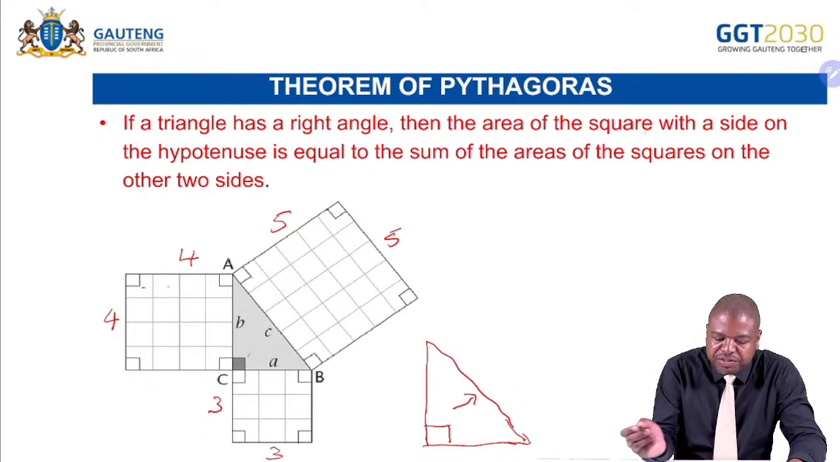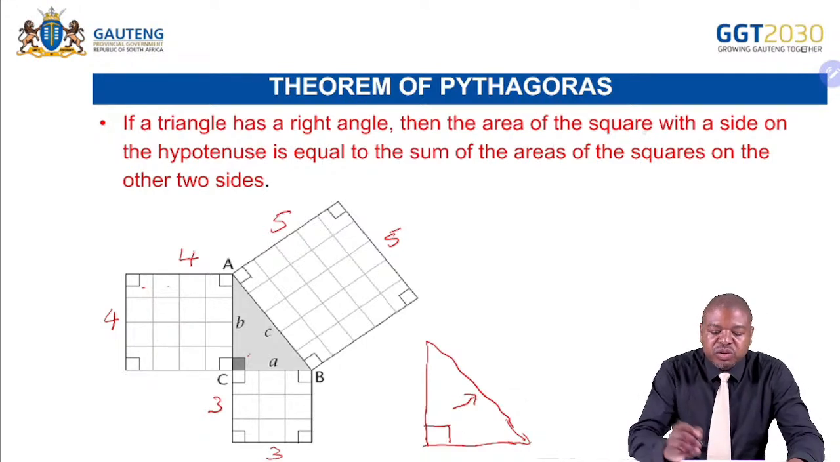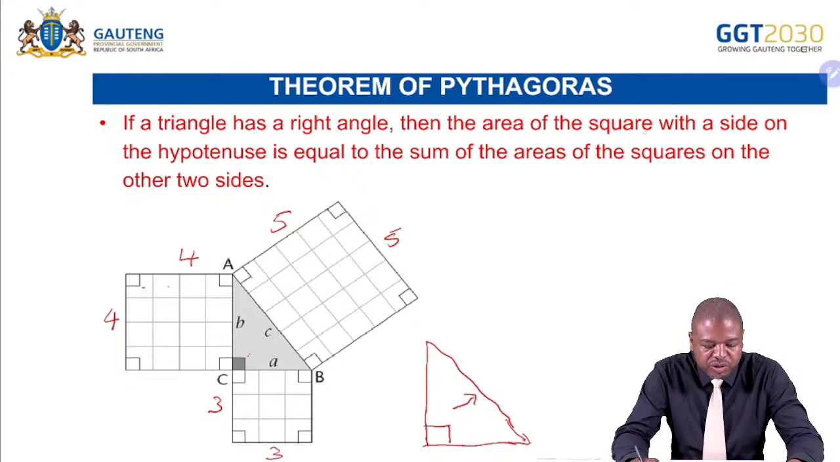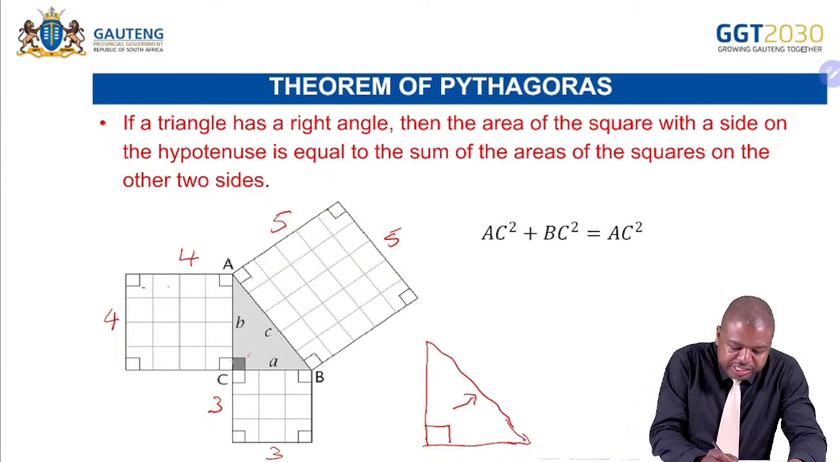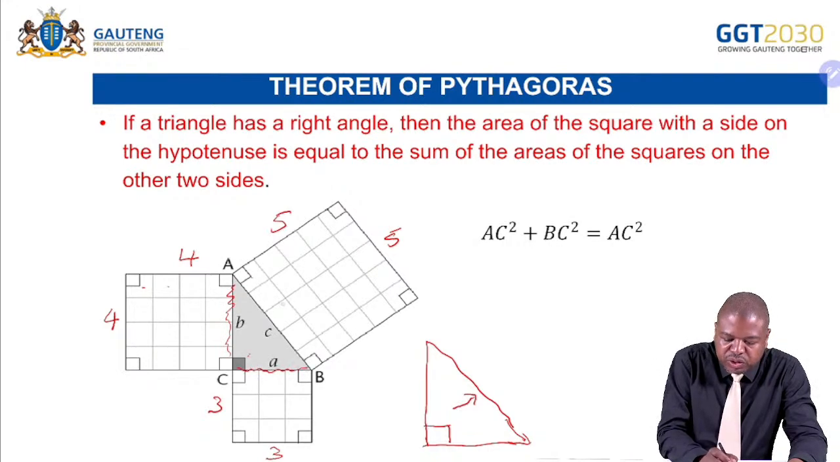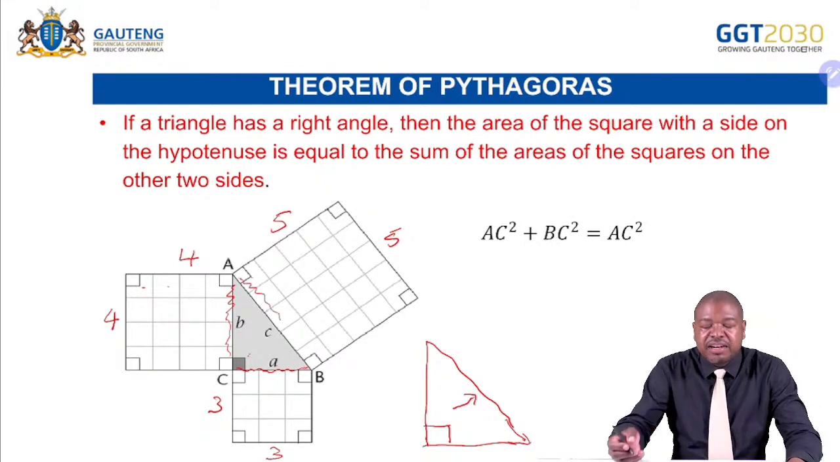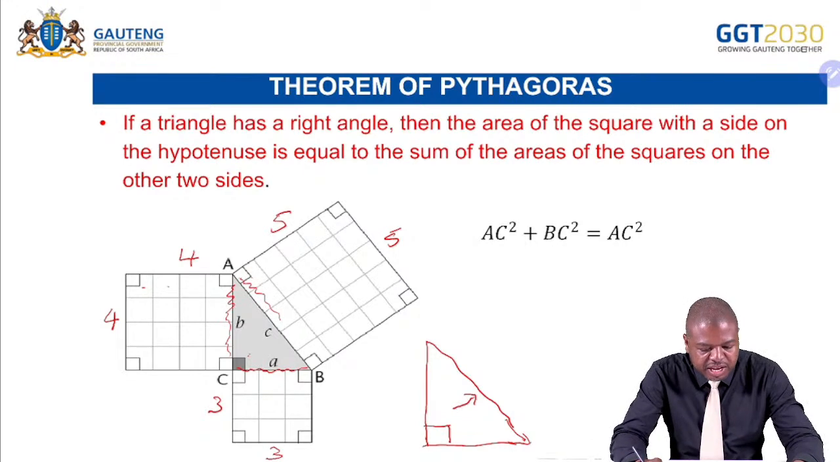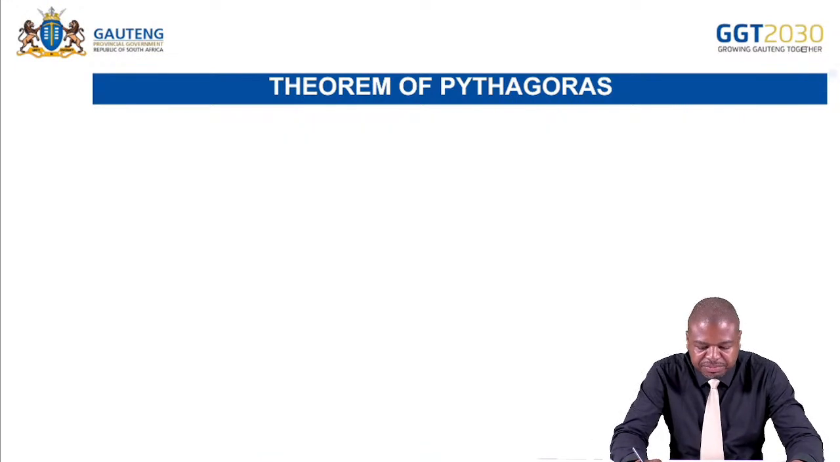So the area of the square with a side on the hypotenuse is equal to the sum of the areas of the squares on the other sides. So what do we mean? We mean that AC squared plus BC squared, AC squared, which is this side, plus BC squared, which is that one, should be equal to AB squared, which is the hypotenuse. Let's have a look at that in detail.